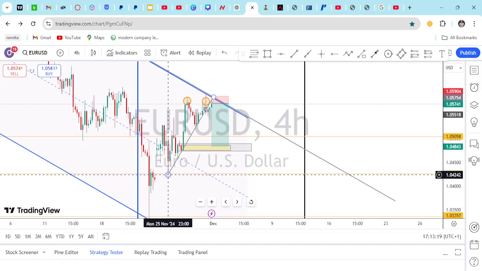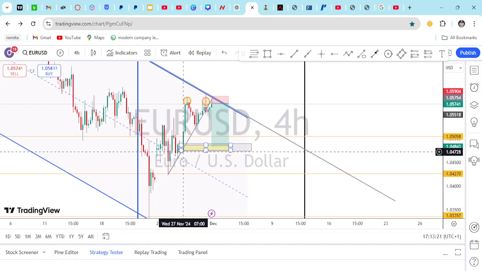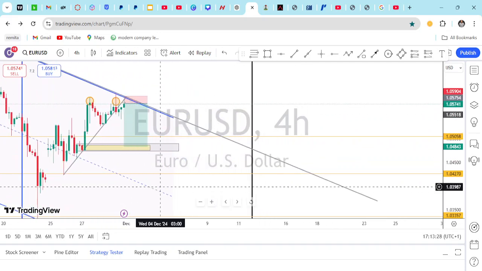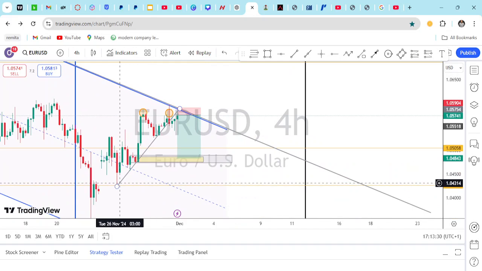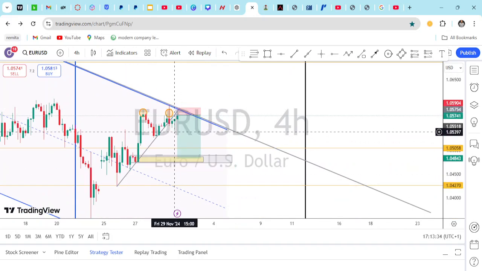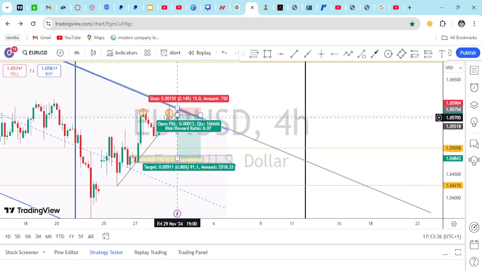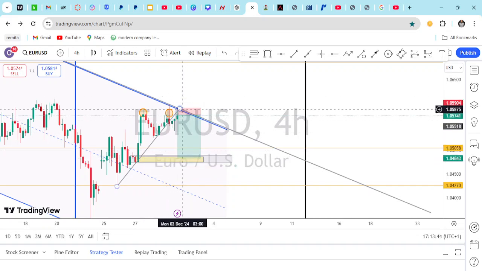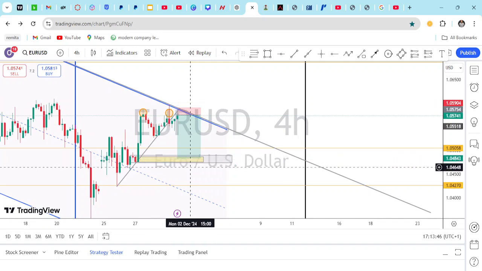Another point again that confirms my entry as well. Look at this resistance trend line again from here. The pair has just broken out of it. This line here, the market has just broken out of it and then came back to do a retest on it. This is another confirmation. So having done this retest, what is our expectation for the market? To drop from here to this place.